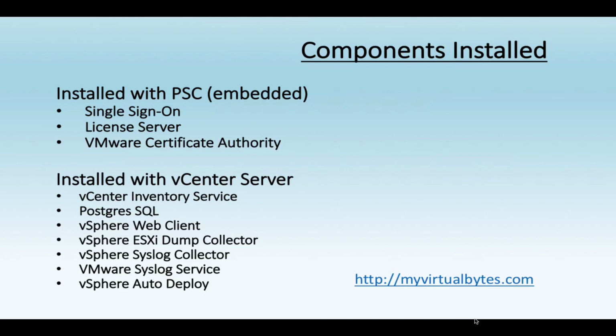And with the vCenter server, these are the components that get installed automatically, which includes the inventory services, the Postgres database, the web client, the ESXi dump collector, syslog collector, the syslog service, as well as the auto deploy. Now let's see the additional components that are available to install.